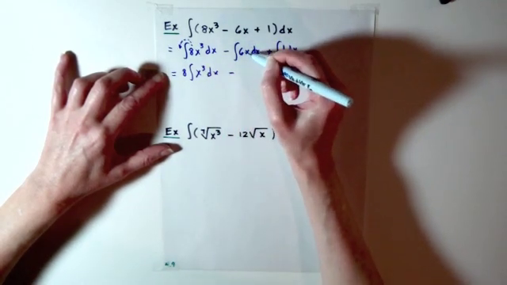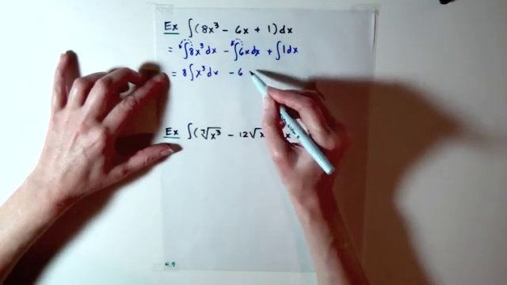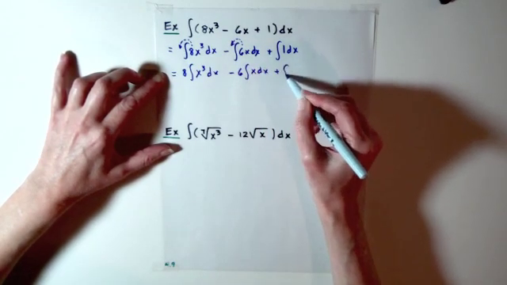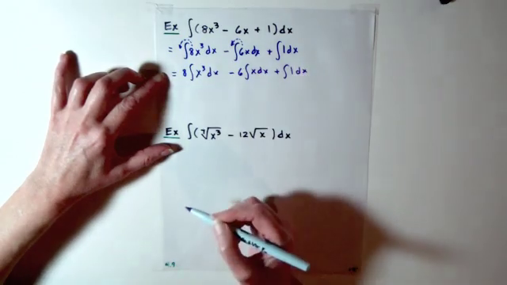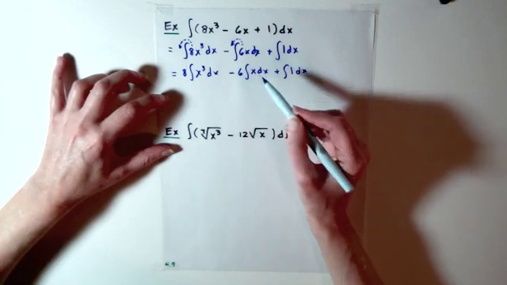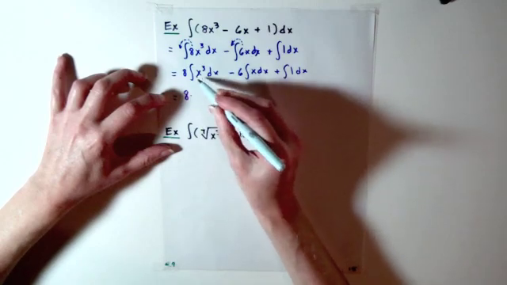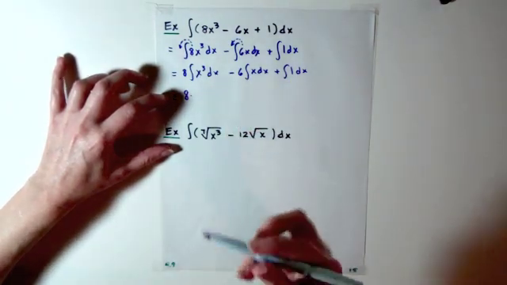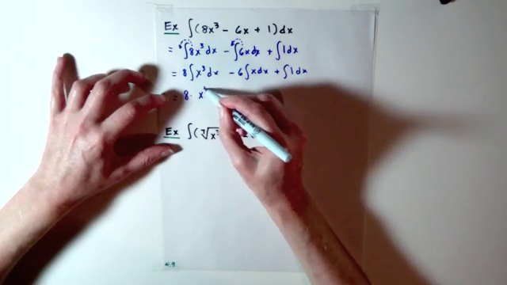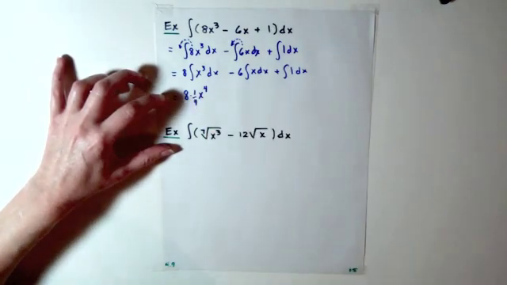This 6 times x is another constant multiple, so since 6 is a constant, I can pull it outside the integral sign. And then I'll just leave this as the integral of 1 dx. All right, now we've gotten down to integrals of powers of x, and so that means I can use my power rule. We've gotten down to simpler functions that we know how to integrate. Okay, integral of x cubed: I add 1 to the exponent, that gives me x to the 4th, and I put the reciprocal of that new exponent out in front.